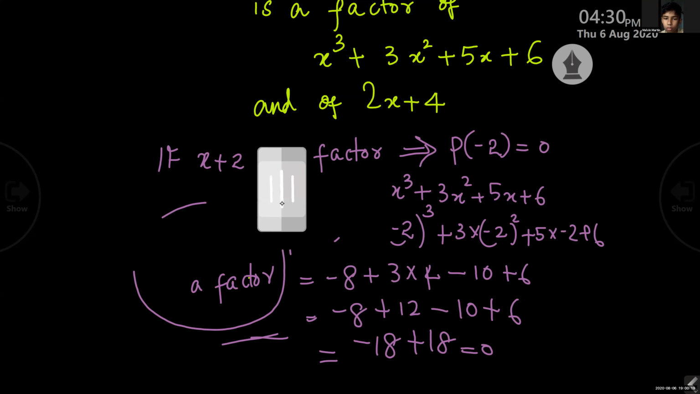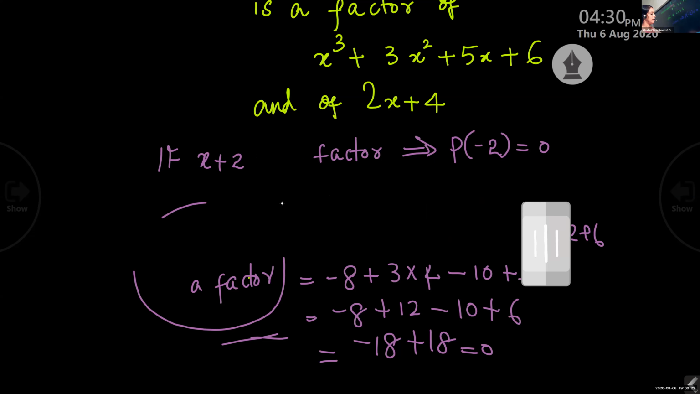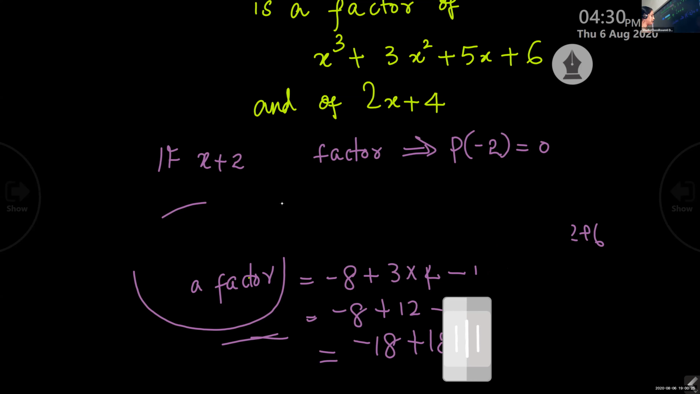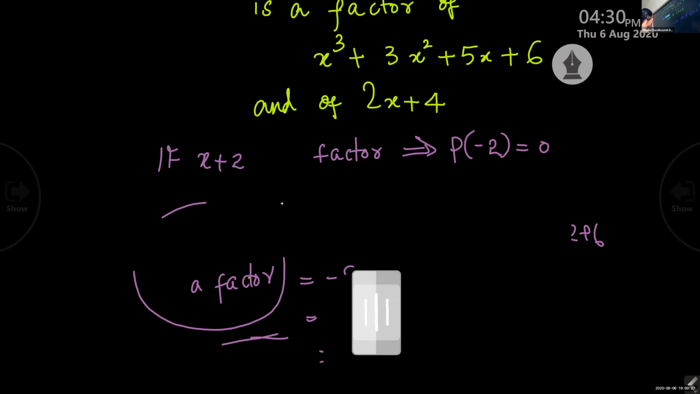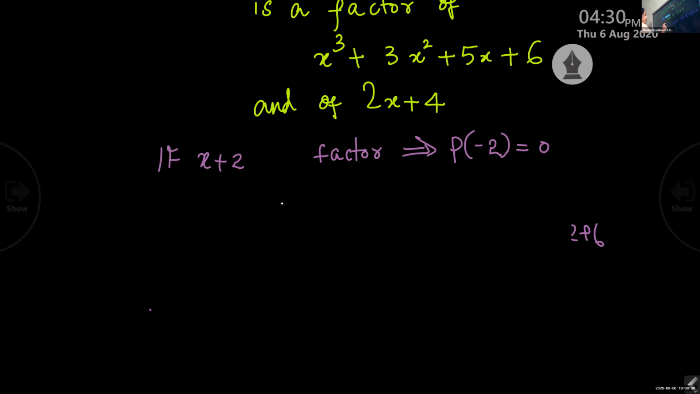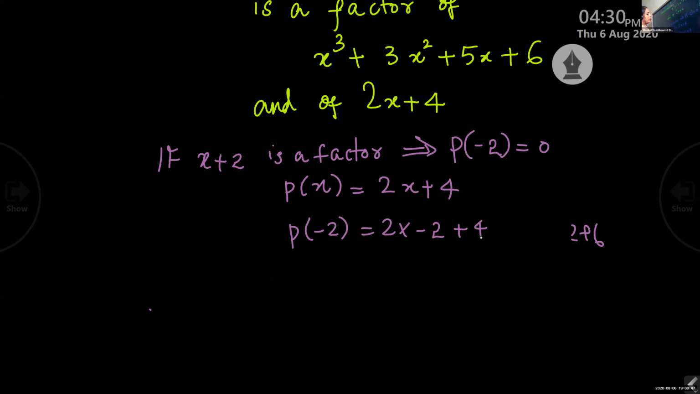If x plus 2 is a factor, then P of -2 equal to 0. So P of x equal to 2x plus 4. P of -2 equal to 2 into -2 plus 4. That is -4 plus 4. You will get 0 there also. So the conclusion is x plus 2 is a factor for this also.